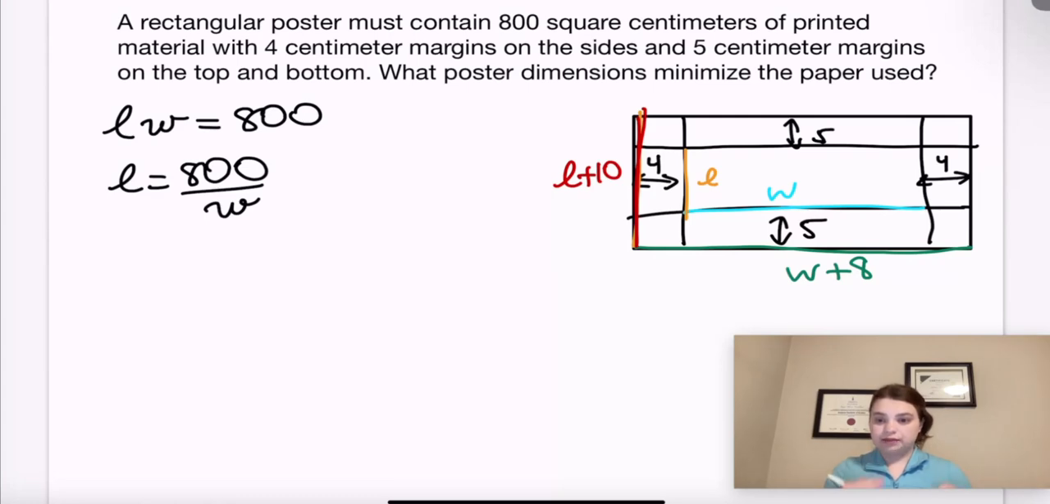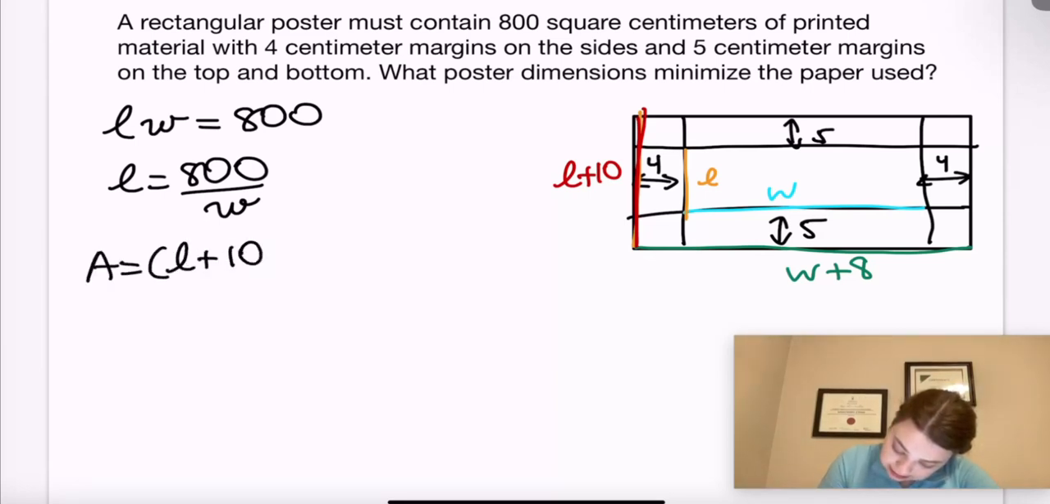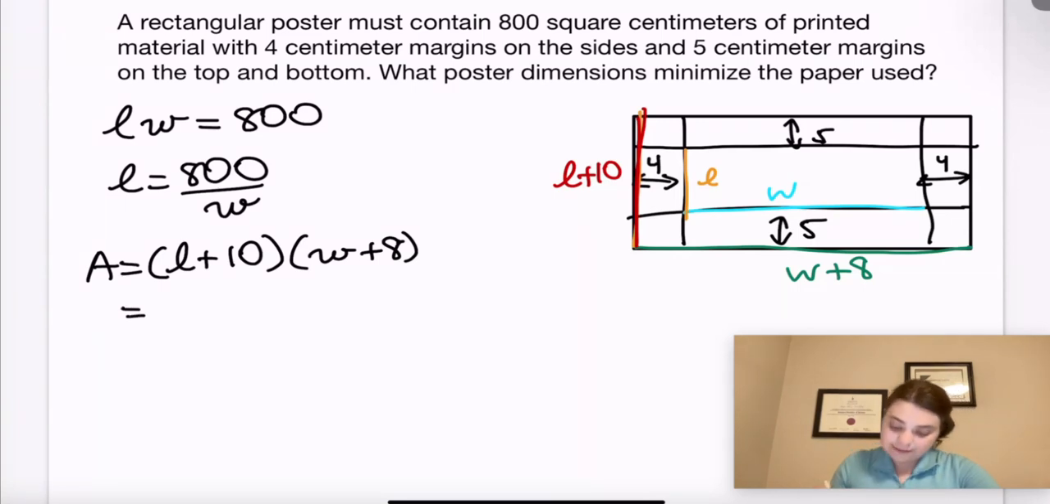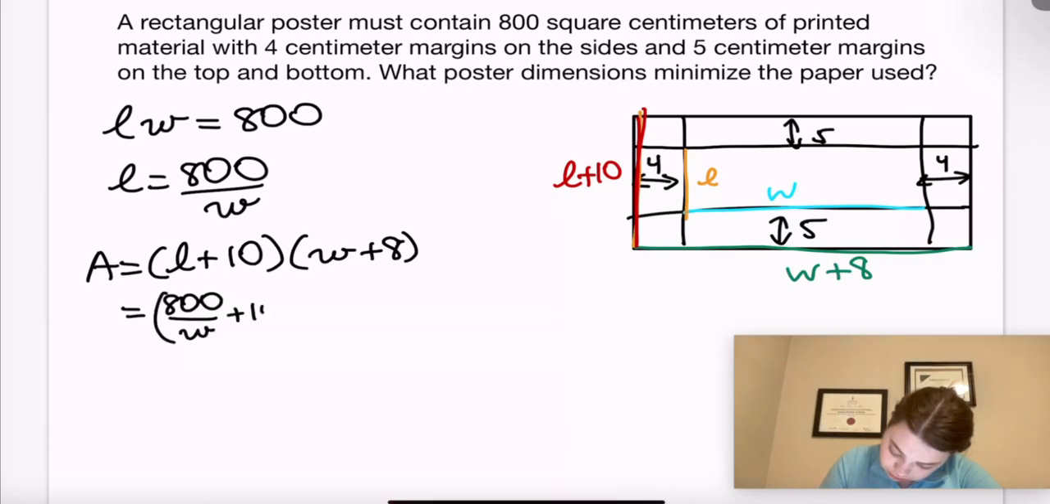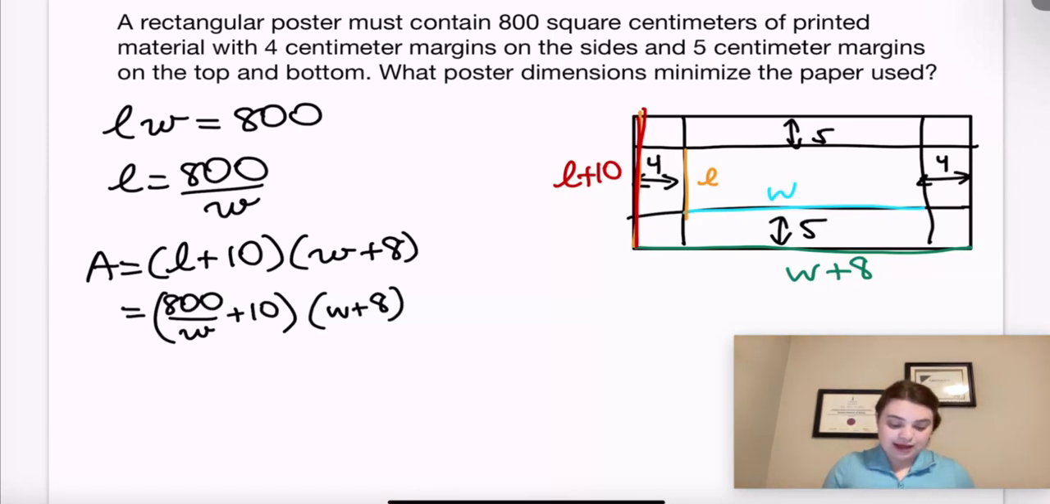Now, what is the total area of the poster? That would be the full width times the full length, which would be W plus 8 times L plus 10. Full length times full width. So full area is equal to L plus 10 times W plus 8. And then I'm going to be subbing in L is equal to 800 over W for L here. Like that. And then we're going to go ahead and simplify.